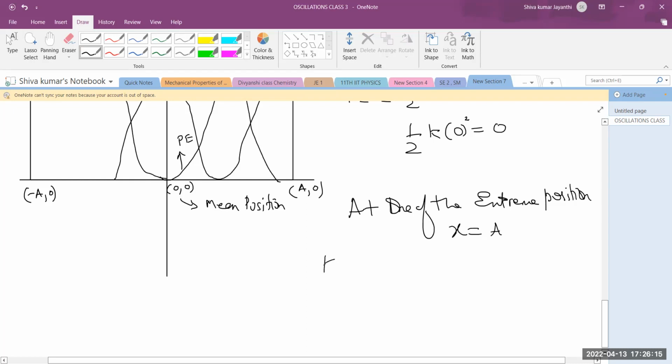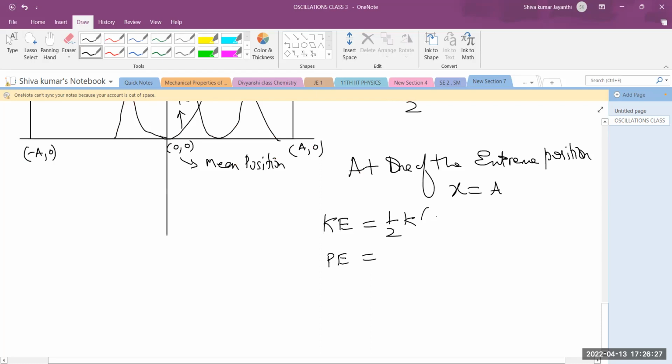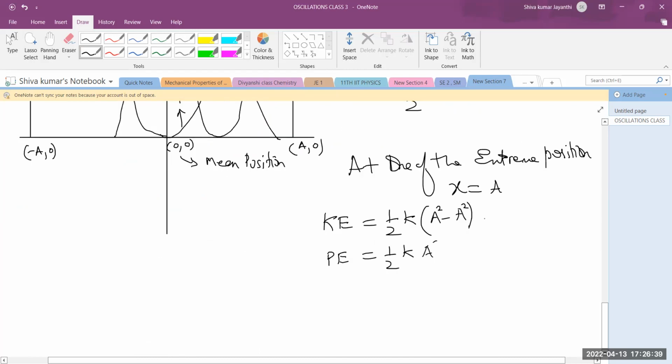Let us check again kinetic energy and potential energy. What is kinetic energy? Half k into A square minus x square. A square minus A square, because x is equal to A. Similarly, potential energy is half k x square, which means A square here. Understood? So kinetic energy is going to be 0, and potential energy is going to be maximum now.